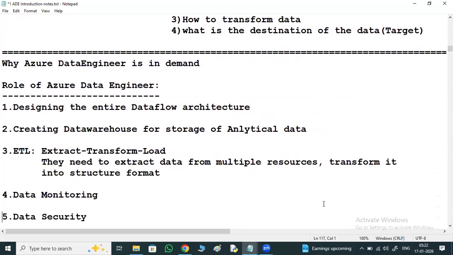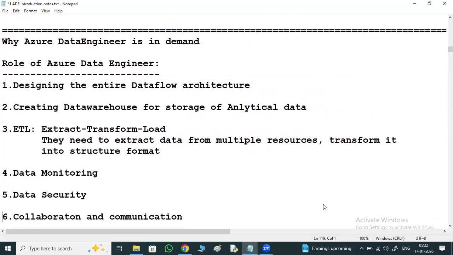Role of Azure data engineer, right? Any organization, if it wants to increase the business revenue by utilizing customer behavioral data on its website, and if it is using Azure for its operation, is going to hire two people mainly: an Azure data engineer and a data scientist.